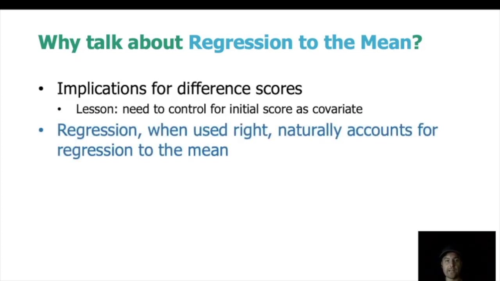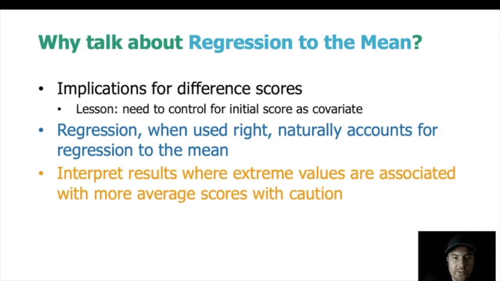Regression, when used right, naturally accounts for regression to the mean, which is really nice. So we don't have to worry about it. We're not concerned like, oh, we had some really low cases and really high cases, because regression is going to account for those naturally. We need to interpret results where extreme values are associated with more average scores with caution. We don't want to say, oh, people that are really tall, their genetics run out and they have shorter kids. No, it's just the way of life. It's not anything about their genetics changing.